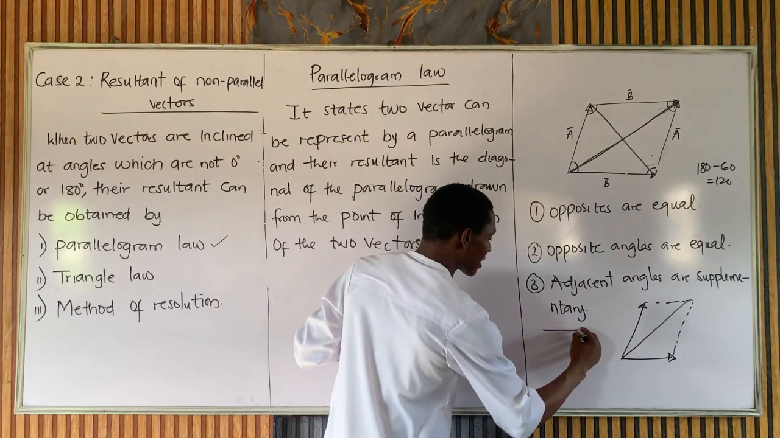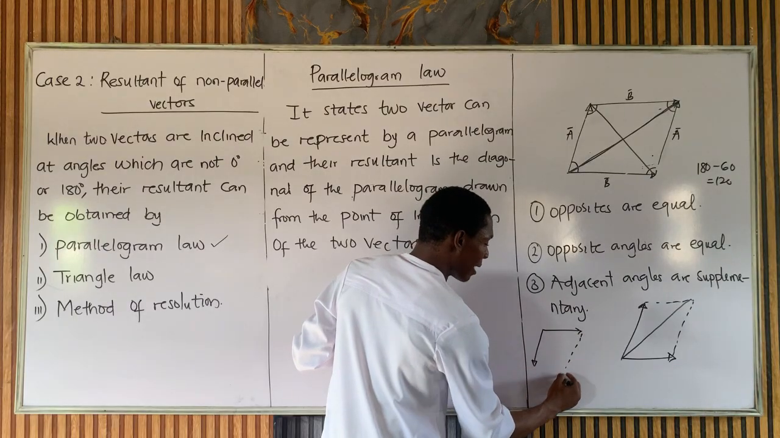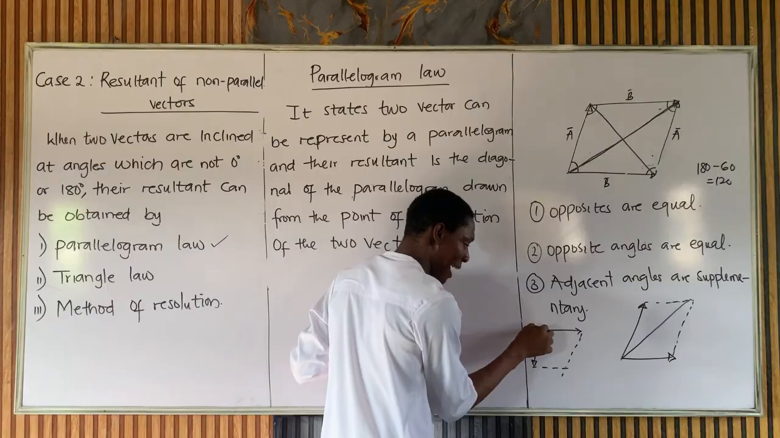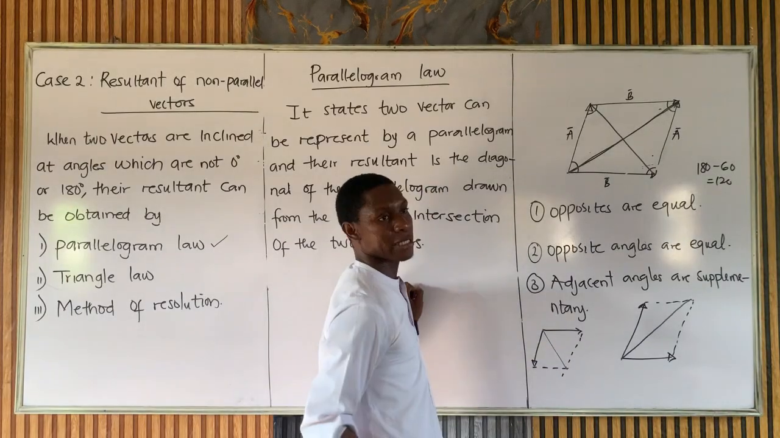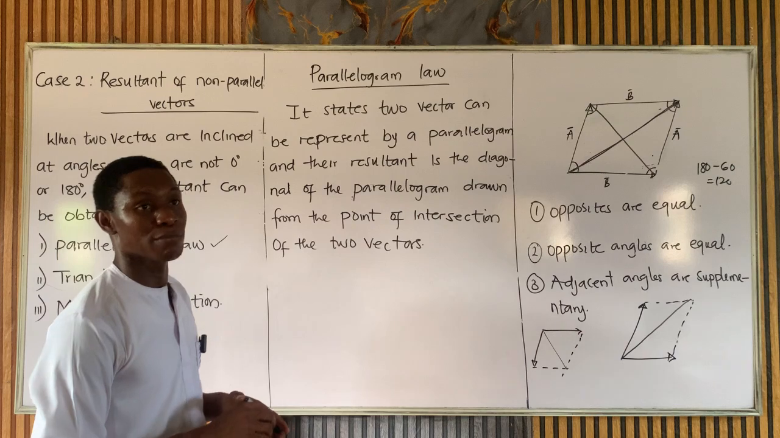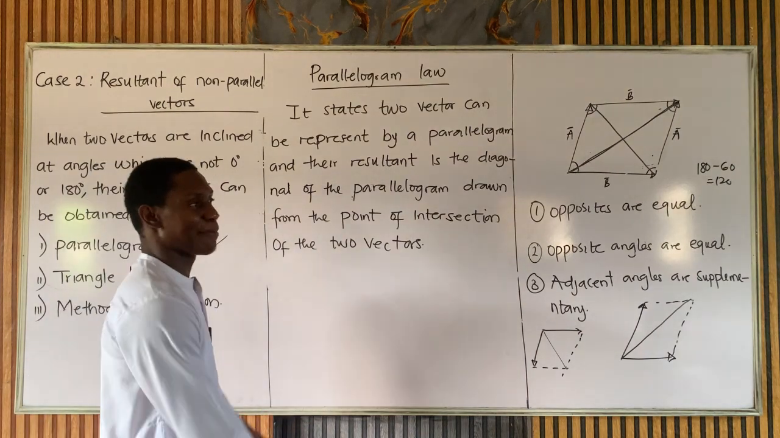If the two vectors are like this, for instance, initially given to you this way, and then you make it a parallelogram, then the diagonal drawn from where they meet here is the resultant. So it is the diagonal drawn from where the two vectors meet. That's what represents the resultant. And so that's what the parallelogram law is simply saying.